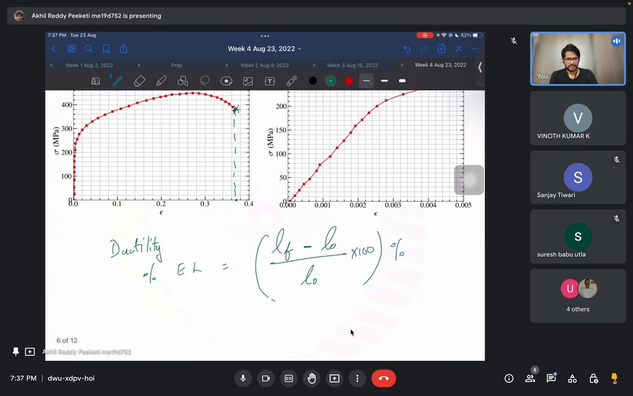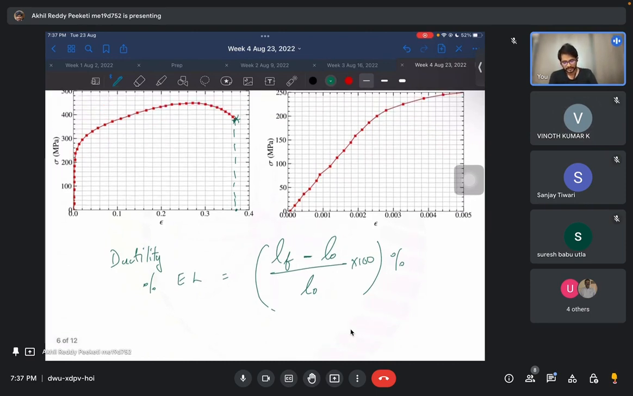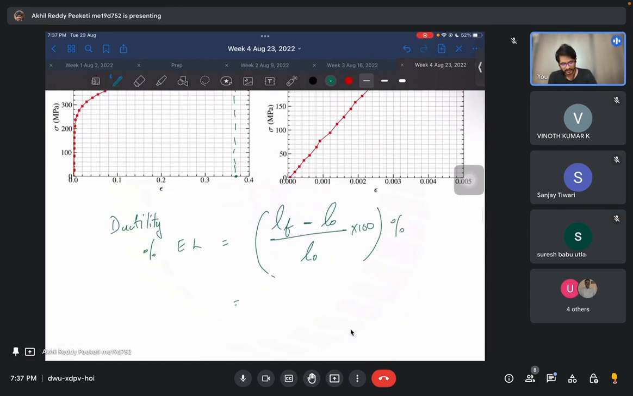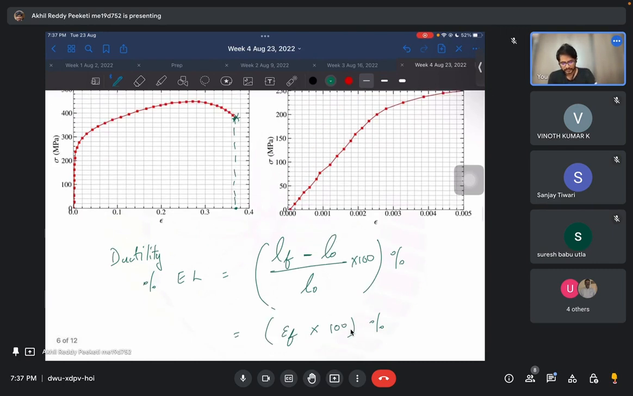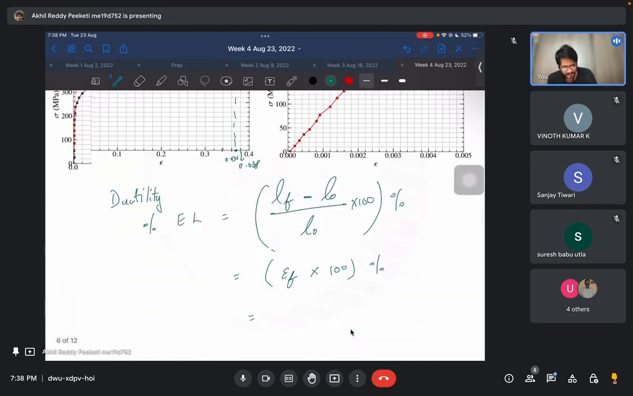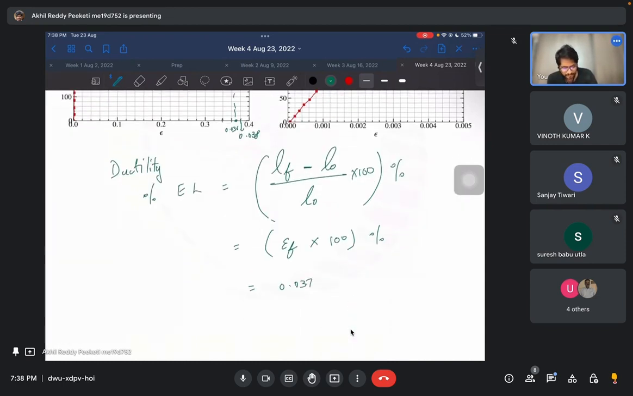So if you can unmute? Yeah. Because we know this strain, what is L F minus L naught by L naught? This is basically the strain at fracture, right? Engineering strain at fracture. So what is this point? This is 0.034, 0.036, and 0.038. So let's take it as 0.037. Okay. So this is 3.7%.